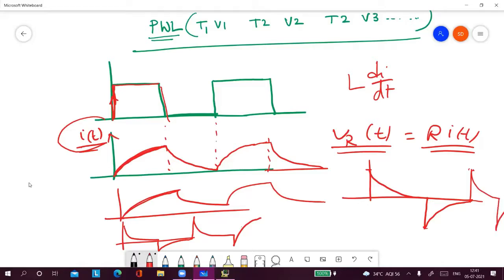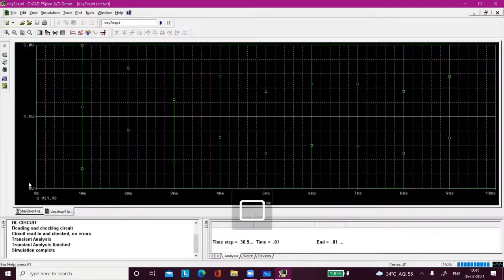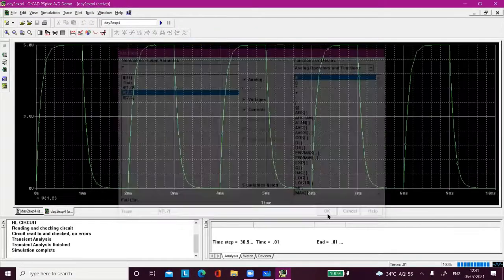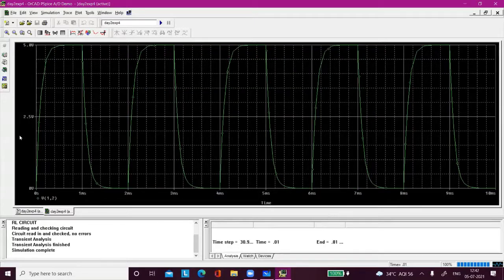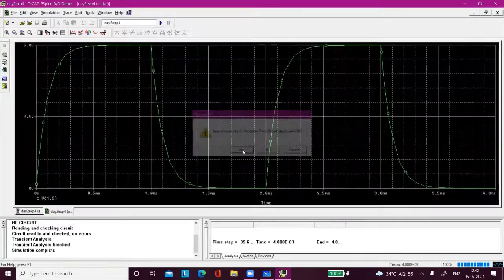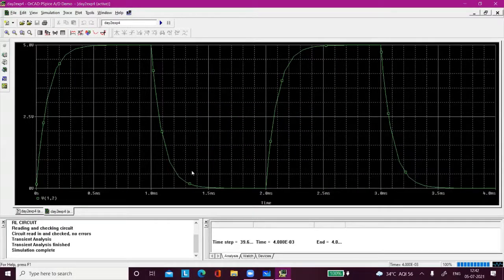This will be the nature of the voltage across the inductor. Let us verify. So first, plot the voltage across the resistance. That is rise, fall. Okay. Because current is magnetized, then demagnetized, magnetized, demagnetized, and so on. You can change, let us change for a better view. Rise, fall. Okay. Now the voltage across the inductor.